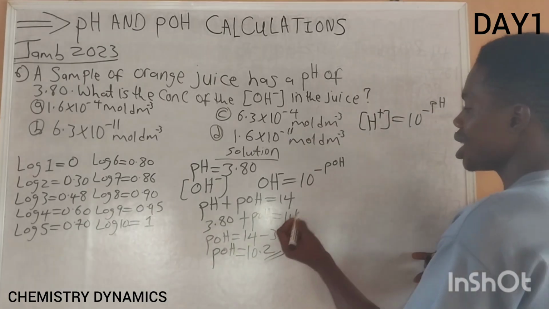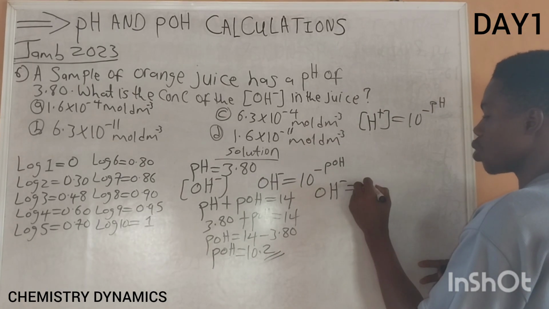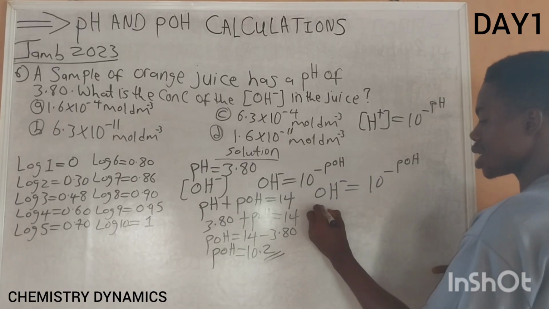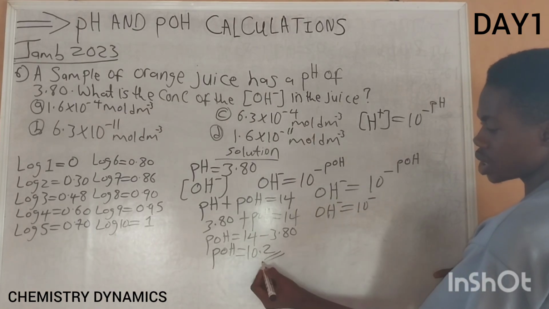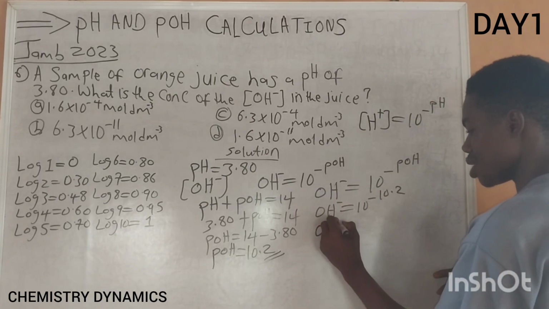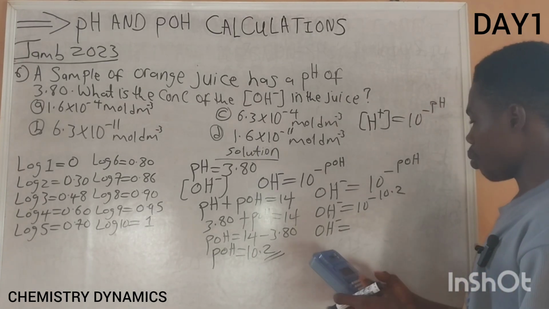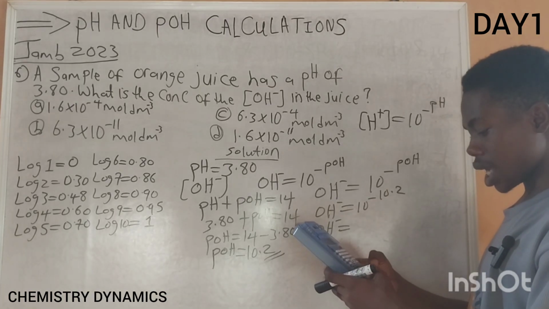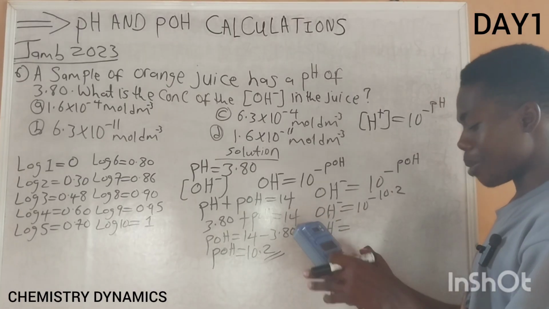Now, have we got our pOH? Let's use this formula and get our hydrogen ion. So hydrogen ion, like I said earlier on, is equal to 10 raised to power minus pOH. Don't forget. So hydrogen ion equals 10 raised to power minus, now what's our pOH? 10.2. You can press your calculator. So 10 raised to power minus 10.2 is equal to what? We got 6.3 times 10 raised to power minus 11.